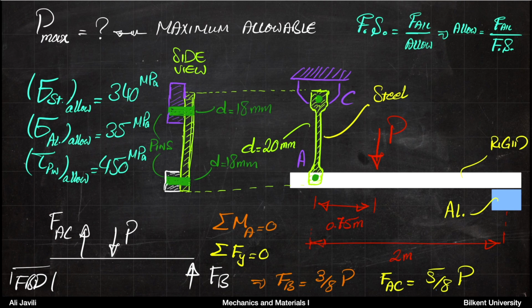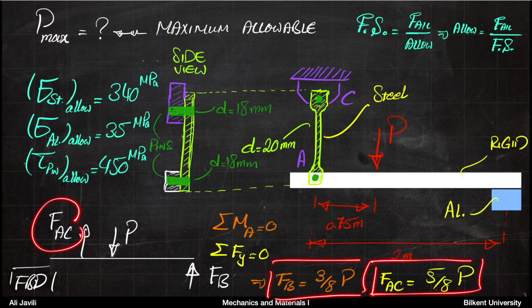So basically, you would have 2 unknowns, and you need to write 2 equations to calculate them. Those two equations could be, for instance, the sum of moments with respect to point A is 0, and the sum of forces in the y direction is 0. And if you do that for this system, it's very simple. So you end up with these relations between the forces FAC and FB with respect to P.